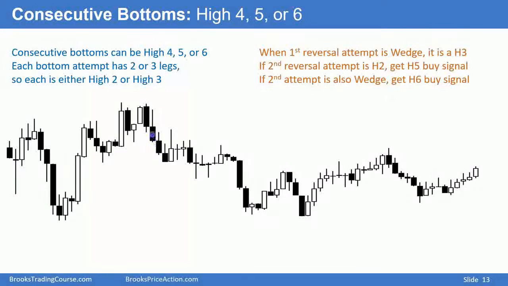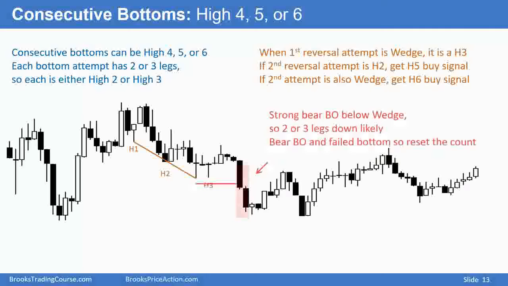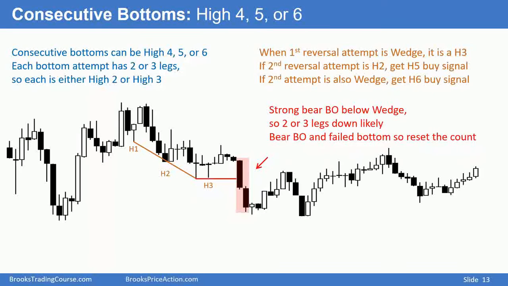Doesn't matter, you can call this a high 2, leg 1 pullback, leg 2 pullback, you can call it a wedge, doesn't matter. It's an attempt at a bottom, a bull flag. The bulls expected a resumption up. Instead, they got a bear breakout. And then we have a second complex bottom. You can call it a wedge, you can call it a high 1, high 2, doesn't matter. It's an attempt at a bull flag.